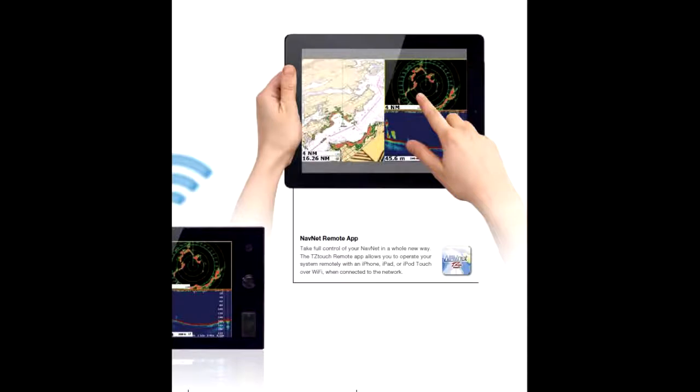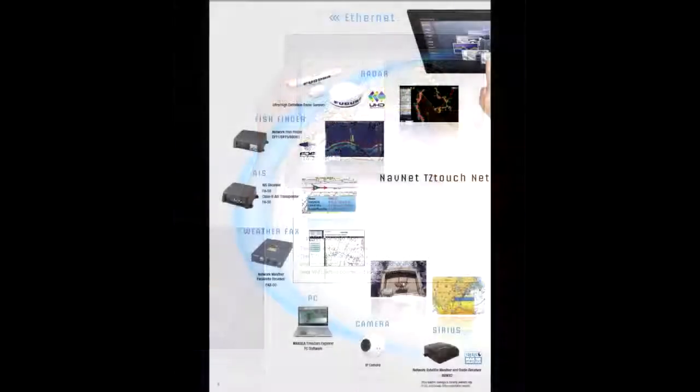The weather tool is completely free and easy to use, giving you unlimited access to weather forecasts worldwide 24 hours a day, provided by NavCenter. NavNet TZTouch provides up to 16 days of weather forecasting.